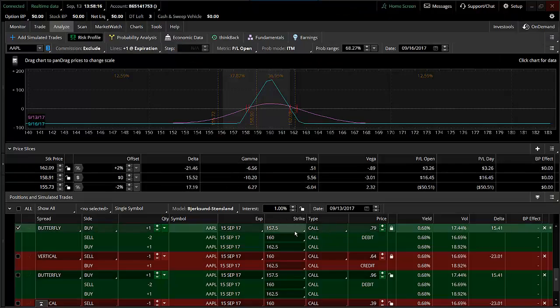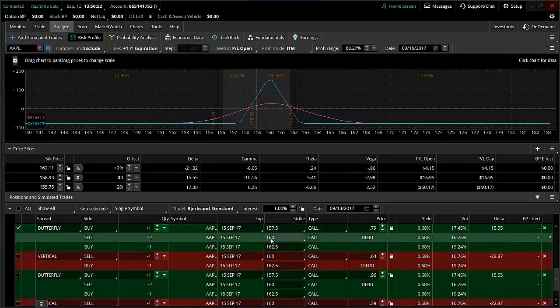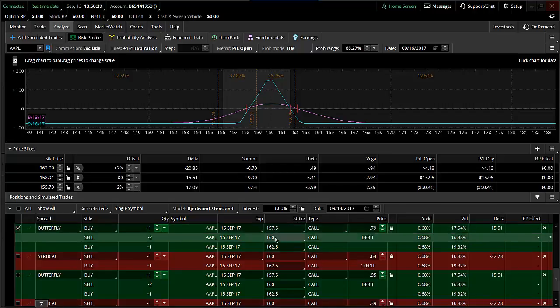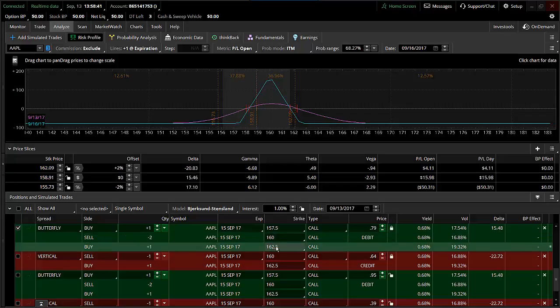So the initial setup was to establish an expiration trade for the September 15 series. So looking for a push to 160 into expiration. So wanted to do a very low risk trade in case it didn't push into 160, so you don't have much capital potentially exposed to the downside. So the initial trade was buying the 157.5 call, selling the 160, then buying the 162.5.